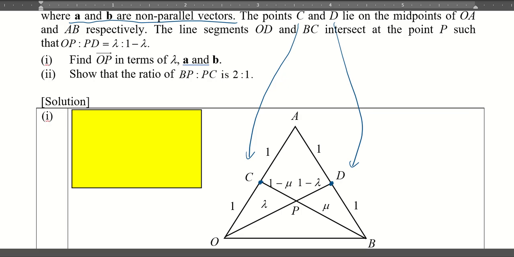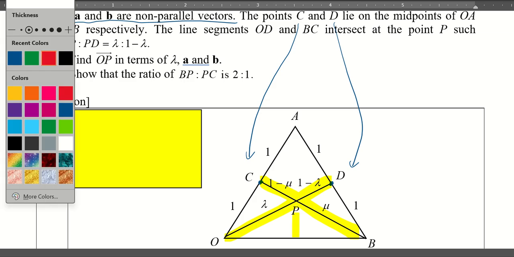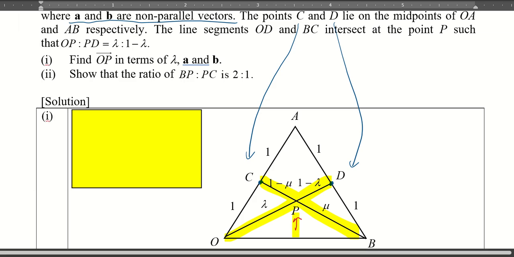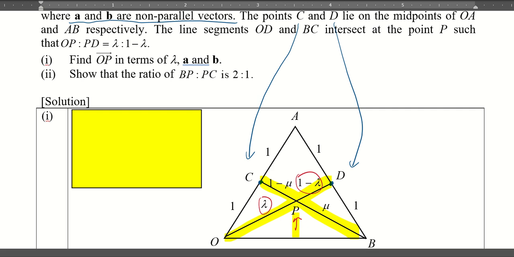Then what else? The line segments OD and BC intersect at point P, such that the ratio of OP to PD is lambda to 1 minus lambda. With this, first, can we find OP in terms of lambda, A and B? At this point, perhaps this information hasn't come in yet, so you can ignore it first. It's actually meant for a later part.